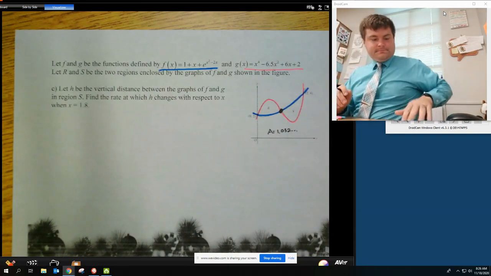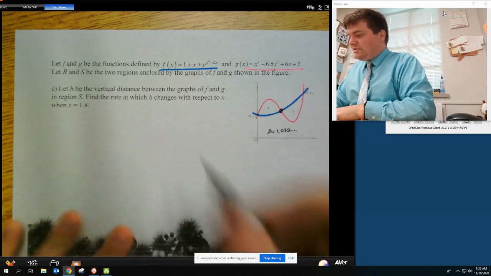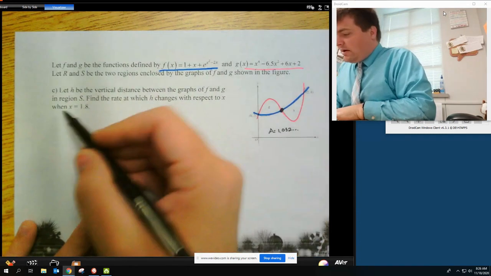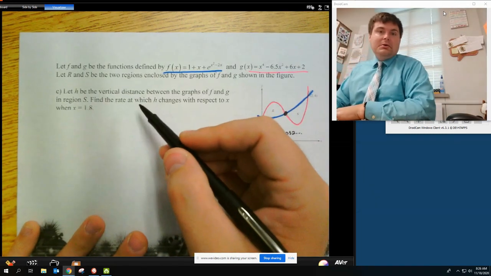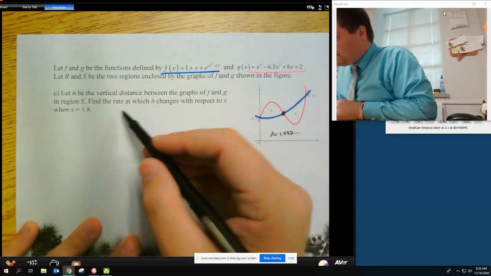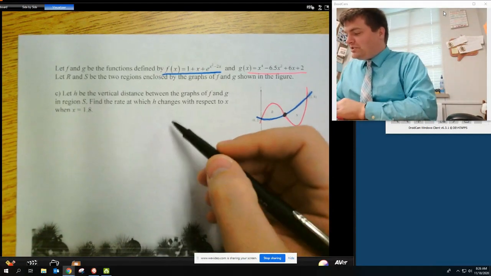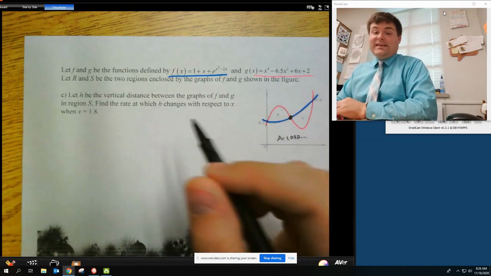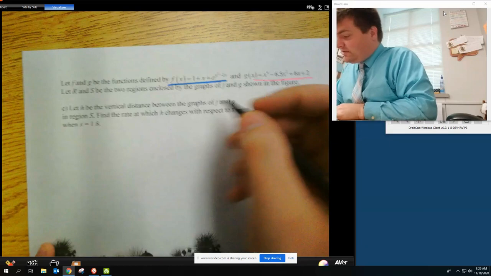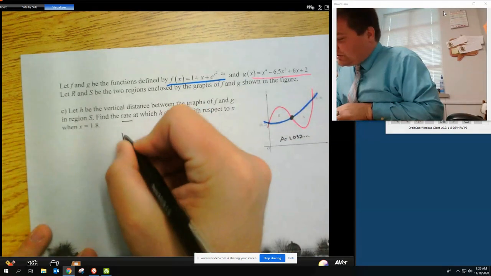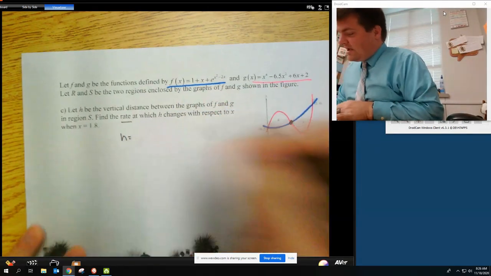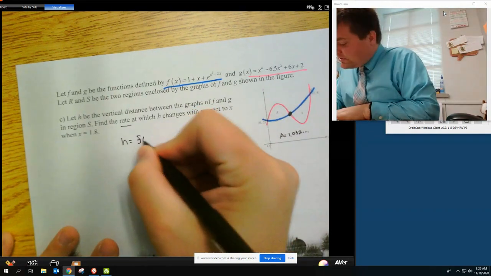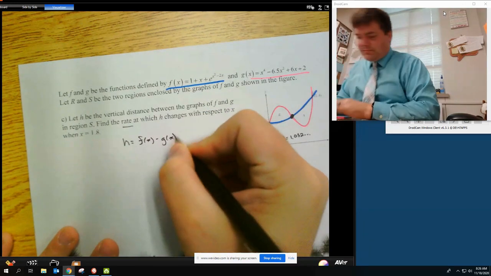So h is the distance between f and g. Perfect. Okay. At what rate is h changing with respect to x when x is 1.8? This is related rates because I'm looking for rates. Okay, so it says h is the distance between f and g. So it's going to be f minus g.